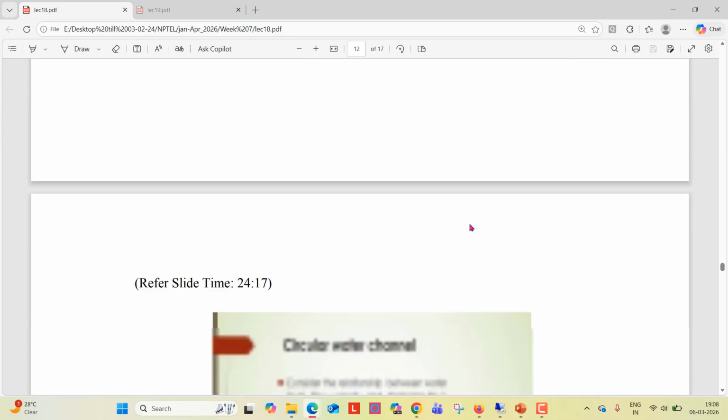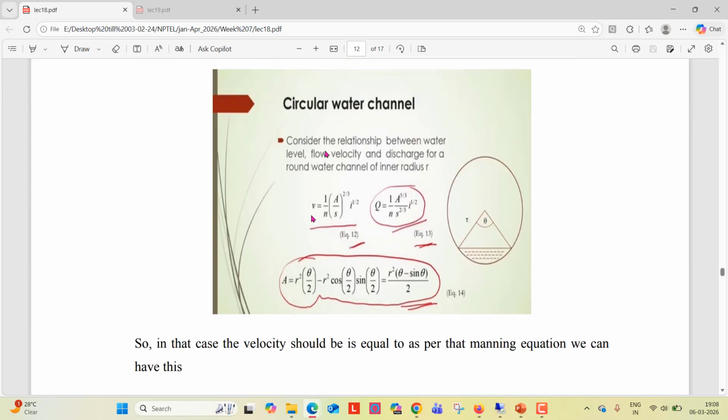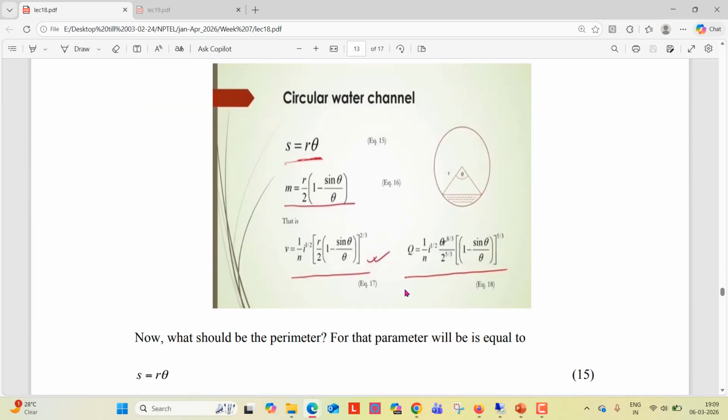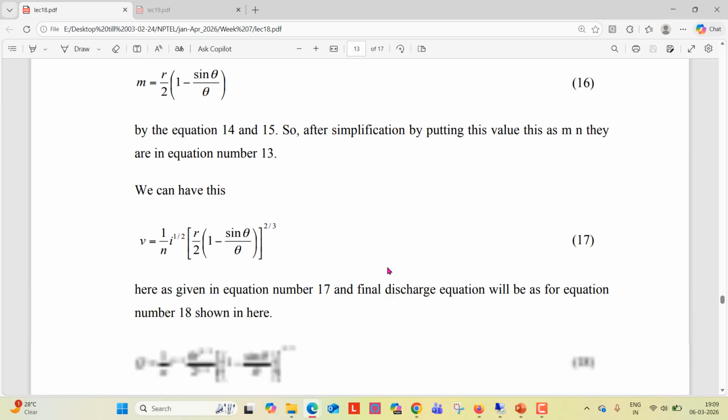So now next, this is the equation part. This is the water flow in a circular channel. So then the equation will vary like this. This is just mathematical jugglery happening here, nothing else. Very simple algebra has been done. See, these are the expressions.